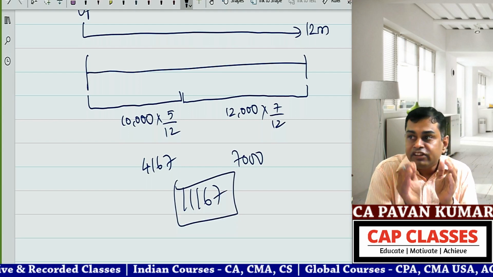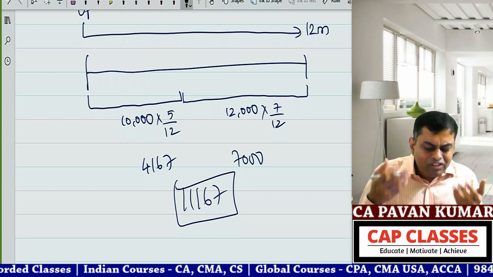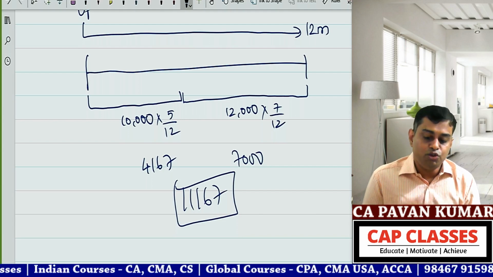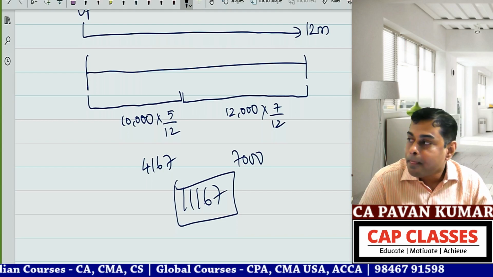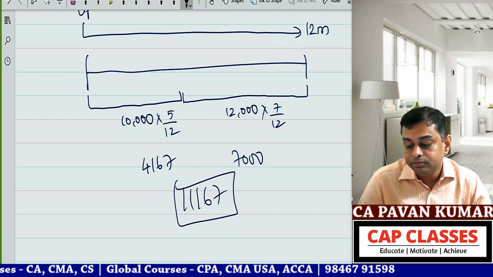10,000 into first 5 months number of days. 12,000 into next 7 months number of days. You will end up with same answer. If you know how to make calculations, you can calculate in any number of ways. Answer will be same. You understand? Hello?